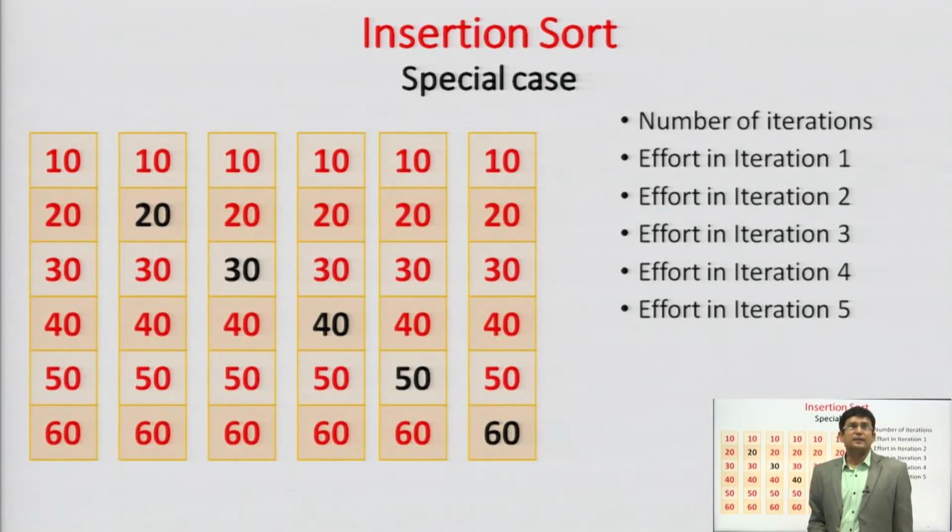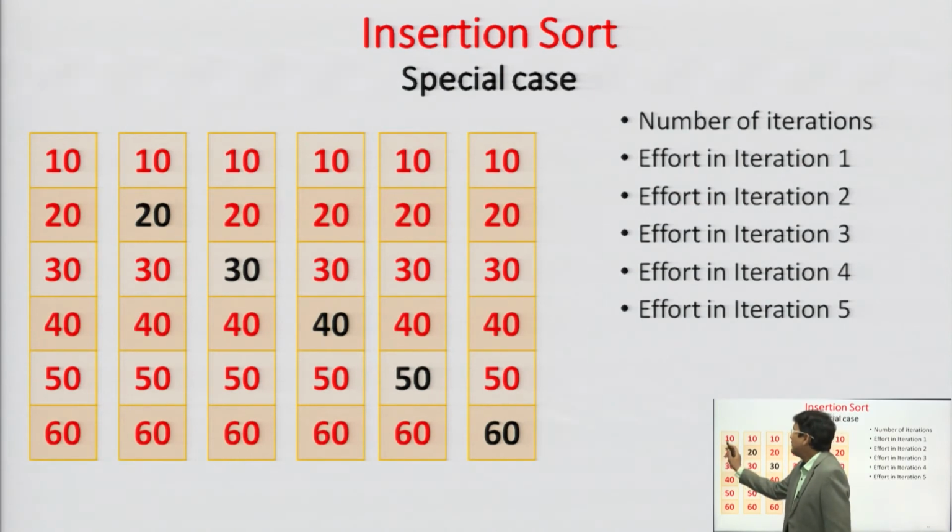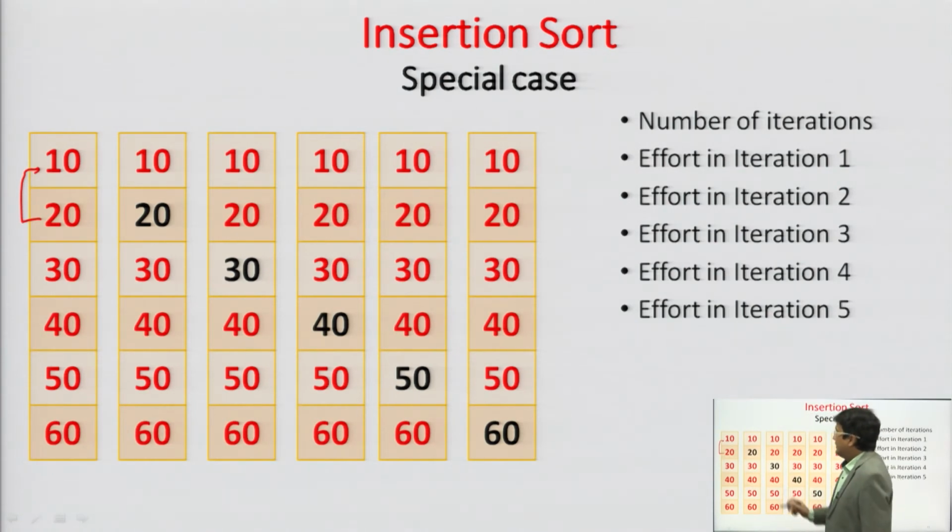Let us take a special case wherein the elements given to you are already sorted. In case the elements given to you are already sorted, in that case when you compare this element with the above element, this will say that 20 is already at its appropriate position. So you do not need any shifting.